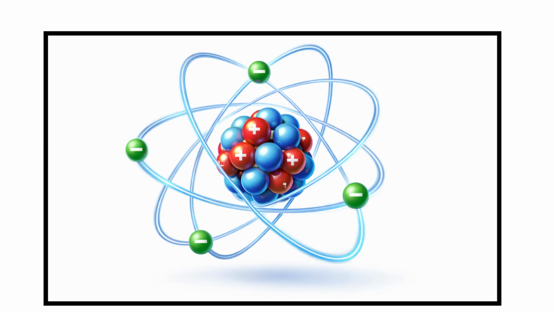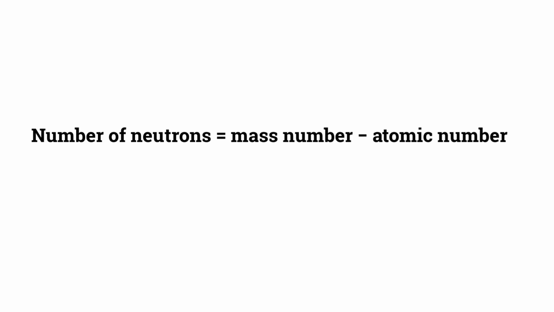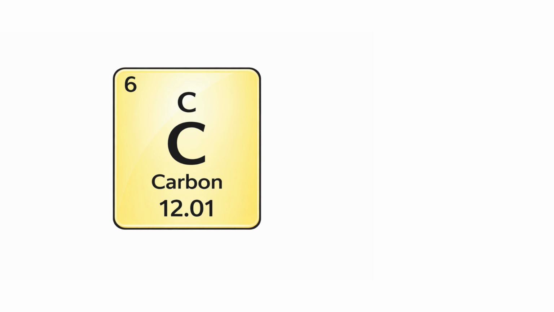Now that you understand what mass number represents, calculating the number of neutrons in an atom should be easy. The number of neutrons is calculated as mass number minus atomic number. Let's take an example. Carbon has an atomic number of 6. If it has a mass number of 12, the number of neutrons in the carbon atom will be gotten as 12 minus 6, which gives us 6 neutrons.